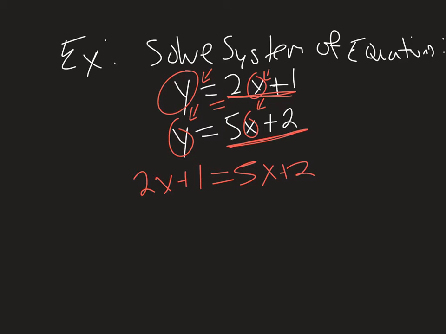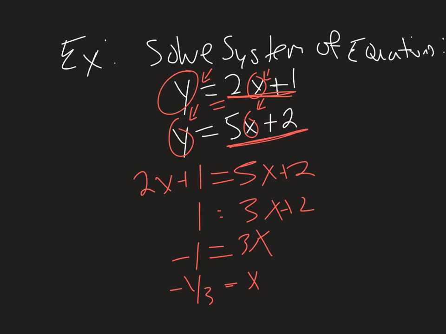So I can use this to determine at least what the x coordinate is, and then I can plug it back into either equation to solve for y. So if we were to solve this equation, we could subtract 2x from both sides. So we'll have 3x plus 2 is equal to 1. Subtract 2 from both sides, so negative 1 equals 3x. And then I can divide by 3, so x equals negative 1/3.